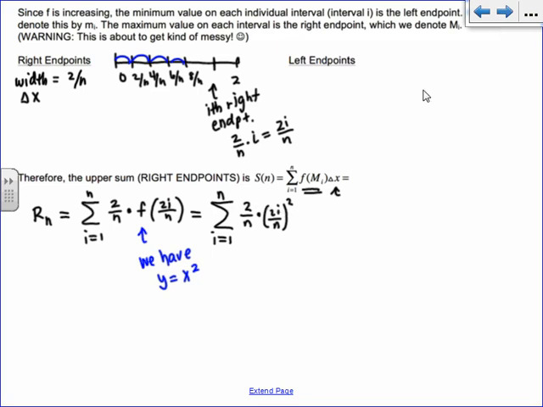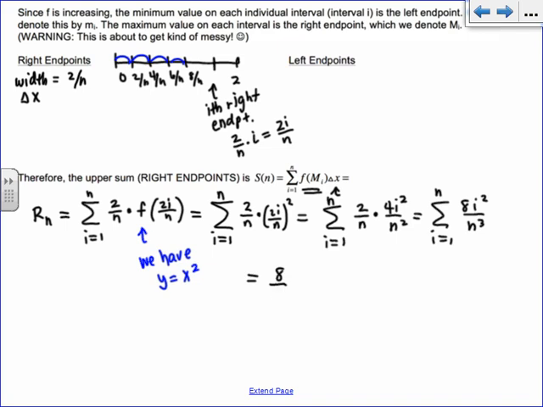Oh my gosh, my pen is just wigging out today. All right, so I'm going to have the sum from i equals 1 to n, 2 over n times 4i squared over n squared, which is going to be the sum from i equals 1 to n of 8i squared over n cubed, like that. And then I think about what I can pull out. So I can pull out the 8 over n cubed, and I'd still have the sum from i equals 1 to n of i squared. Okay, and if you remember the i squared thing, that's the one that's n times n plus 1 times 2n plus 1 all over 6.